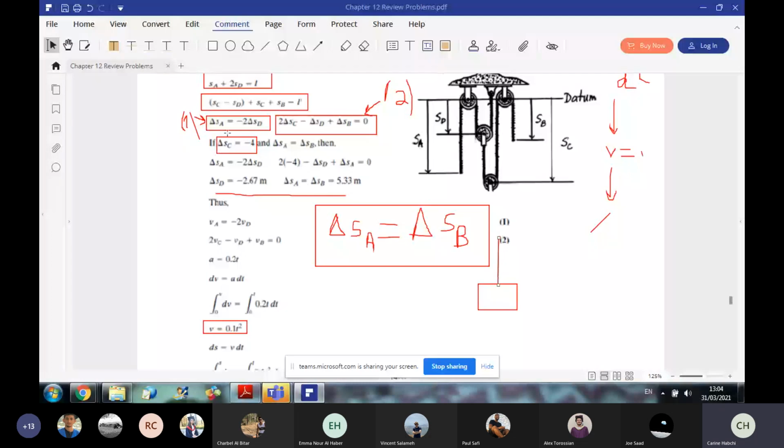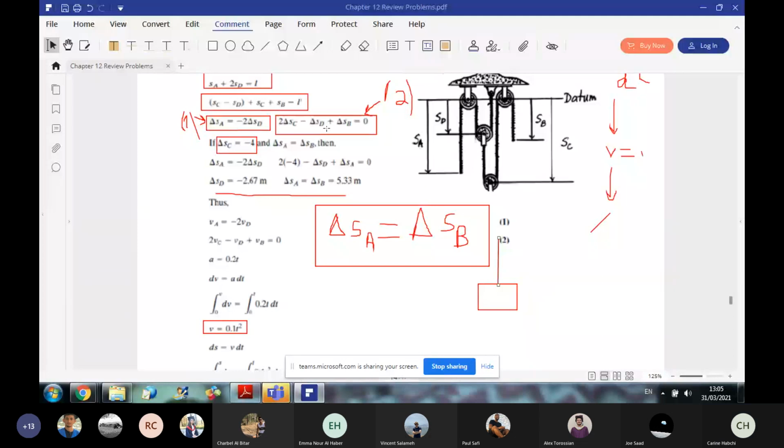And they told me that the two motors are operating from rest at the same acceleration. This is why, since AA is equal to AB and both start from rest, delta SA will be equal to delta SB, okay? Now, by replacing delta SC in equation number 2, and by replacing delta SA by delta SB in the two equations, we will end up with two equations with two unknowns. We can get the values of delta SA and delta SD.